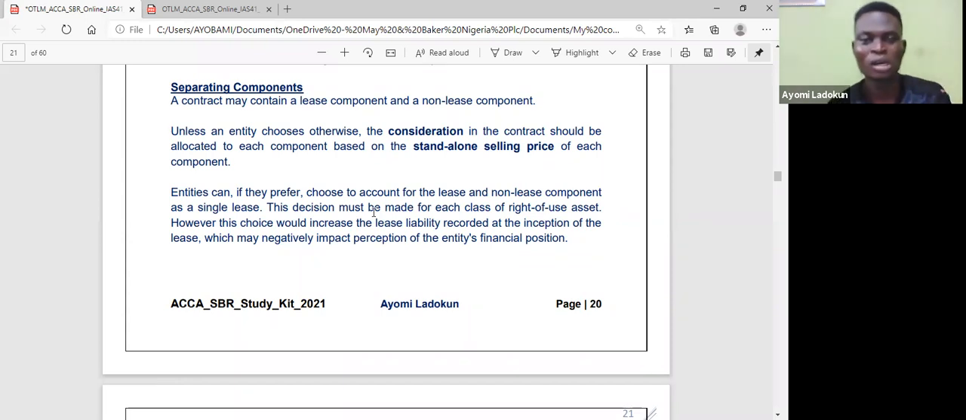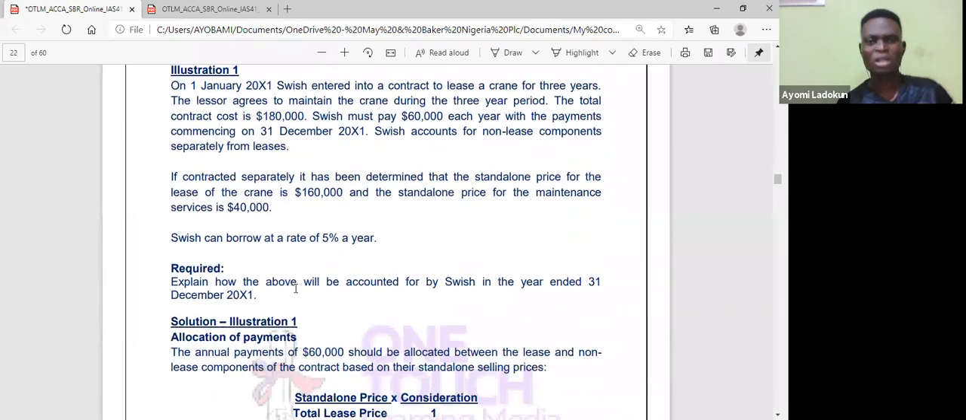So the consideration in the contract should be allocated to each component based on standalone selling price. To do that, you just have to use a formula. Even though most textbooks will not tell you the formula, I try to generate those formulas to make life easier for my students. So you look at the standalone selling price over the total standalone price, multiplied by the consideration. I'm going to solve that question for you on the whiteboard, and I'll also write the formula. So let's look at this question to demonstrate that.